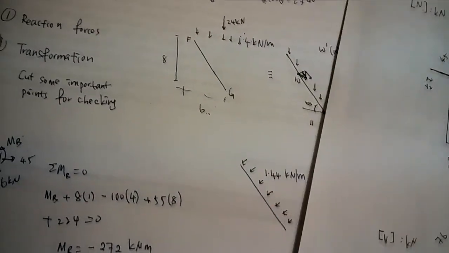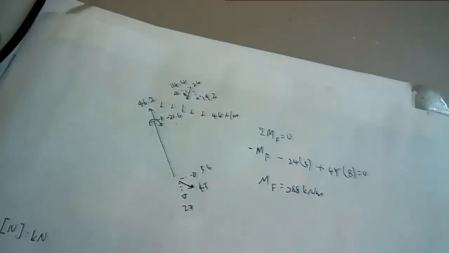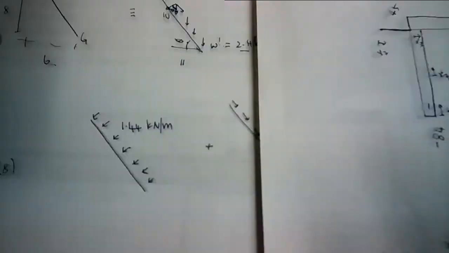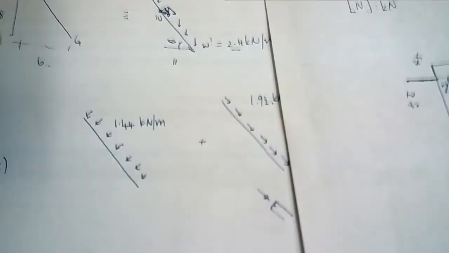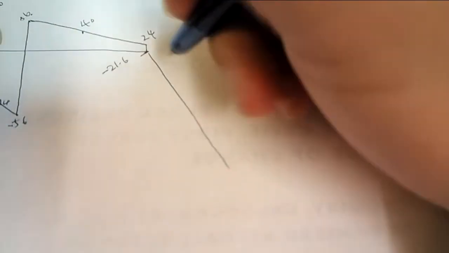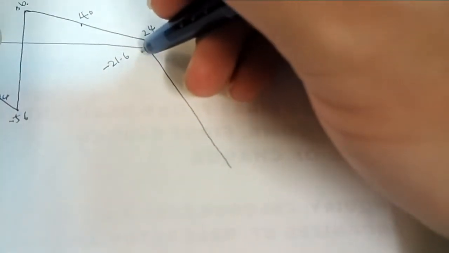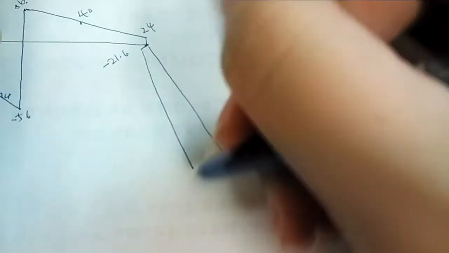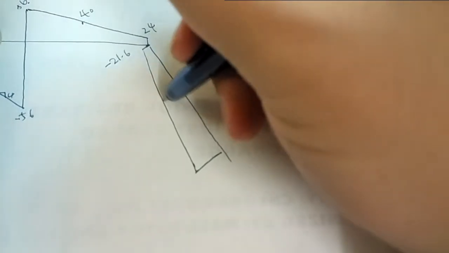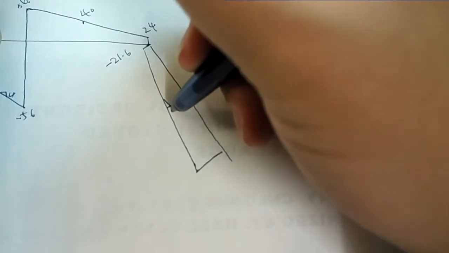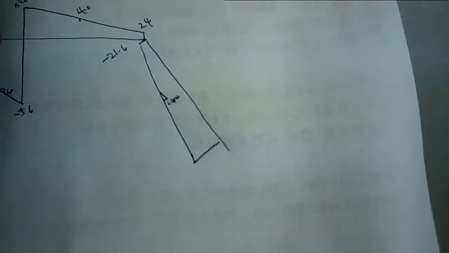And for the inclined beam, the shear force is negative 21.6 at the initial point, and then the shear force diagram is reducing with the slope of 1.44. So this is another one. The slope is 1.44. And so the magnitude, I think this one is negative 36.